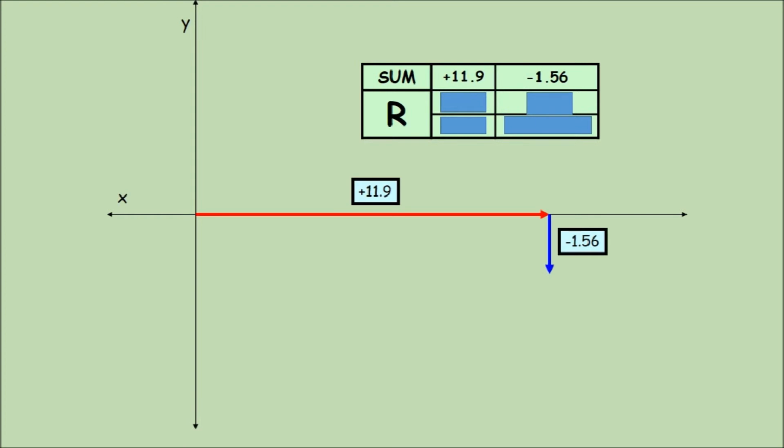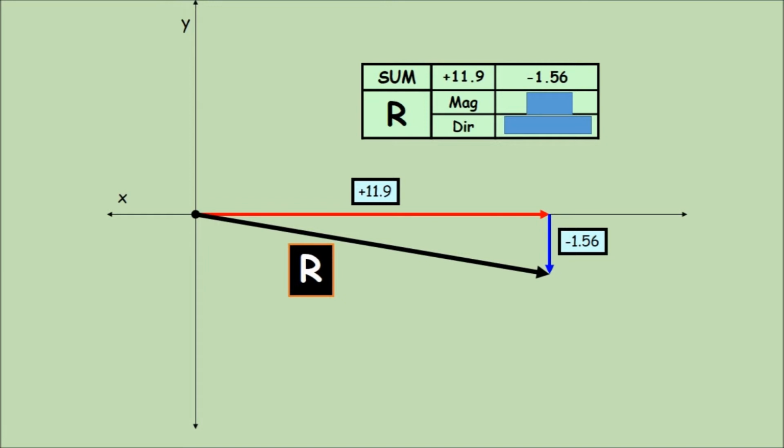Next, the summary of this: if I actually graph the sum, positive 11.9 and negative 1.56, that's what I get. And then the Pythagorean theorem I would apply to the hypotenuse that I'm going to draw in there. We're going to call that hypotenuse the resultant. And then the resultant would be 12. Remember, this is kind of a summary. We've already done this. It would be 12 kilometers, and then the angle would be 7.5 south of east. And that would be a summary of the problem that we just did.